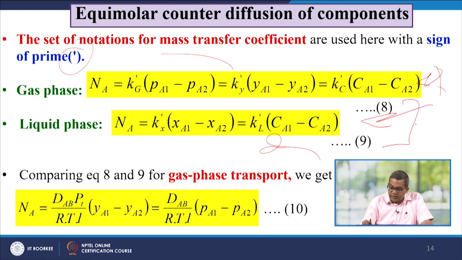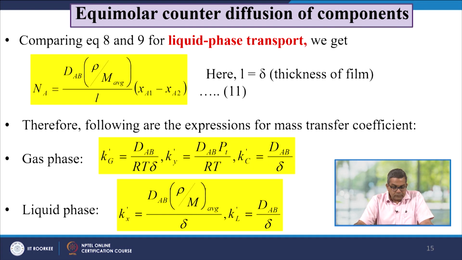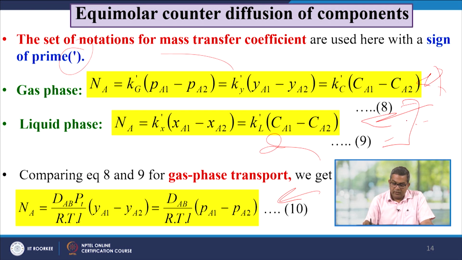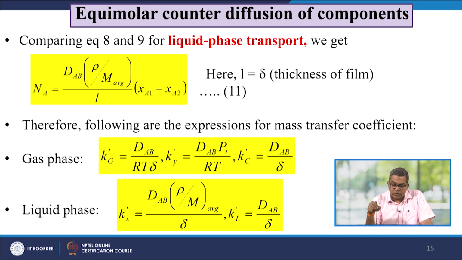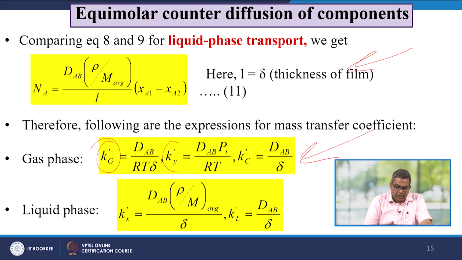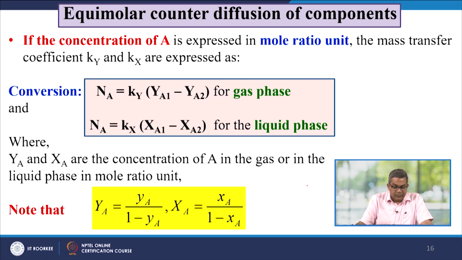Now if we compare both the equations for the gas phase transport, we get Na is equal to DAB Pt over Rt delta (Ya1 minus Ya2), and that is equation number 10. Now if we compare equations 8 and 9 for liquid phase transport, we can get this Na equation. If we follow the different expressions for the mass transfer coefficient, for the gas phase the Kg prime, Ky prime and Kc prime can be given like this, and for the liquid phase, the Kx prime and Kl prime are given as per this mathematical representation.